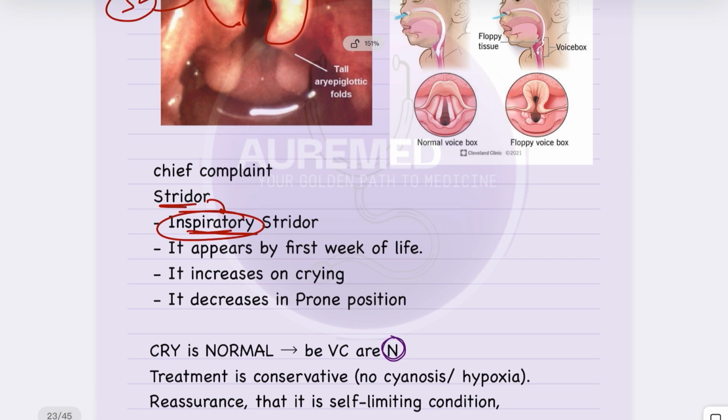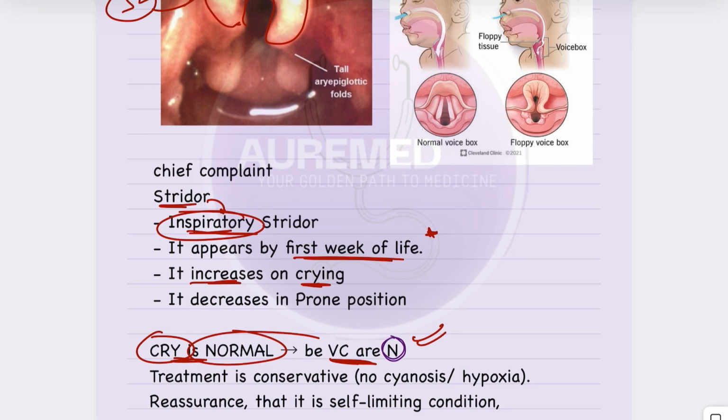Why is this important? Because this appears in the first week of life. So earlier presentation can be seen of laryngomalacia, which will increase on crying, but the cry will be normal. Why is the cry normal? Because the vocal cords are normal. This is a problem with epiglottis, that's why the cry will be normal, but there will be an increase in the stridor when there will be crying, and it decreases in the prone position.